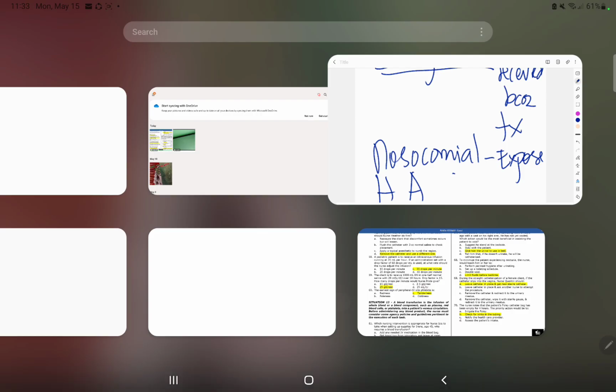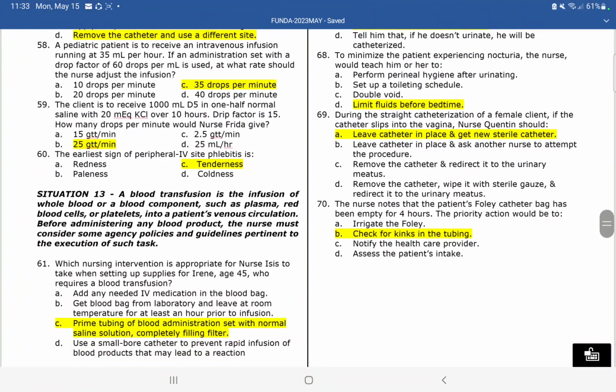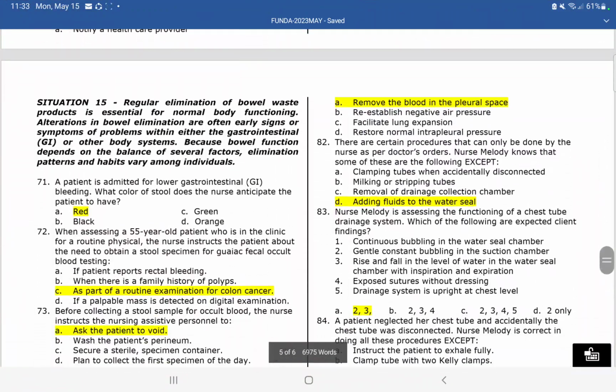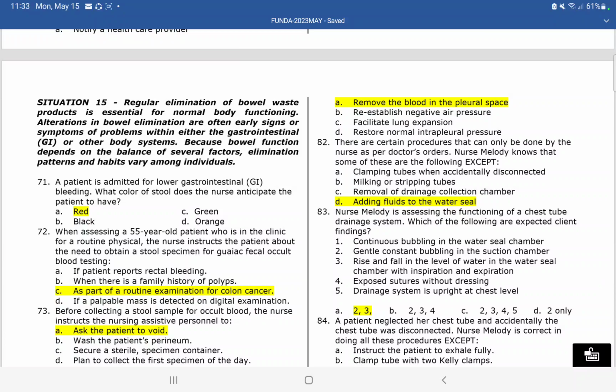Okay? Now let's proceed to the next one. This is all about 71. Oh, this is what you called gastrointestinal bleeding. What happened then?